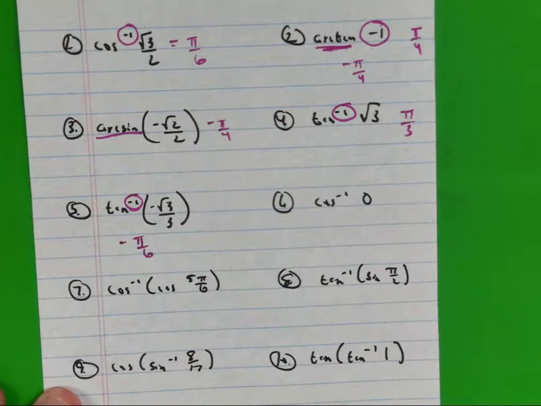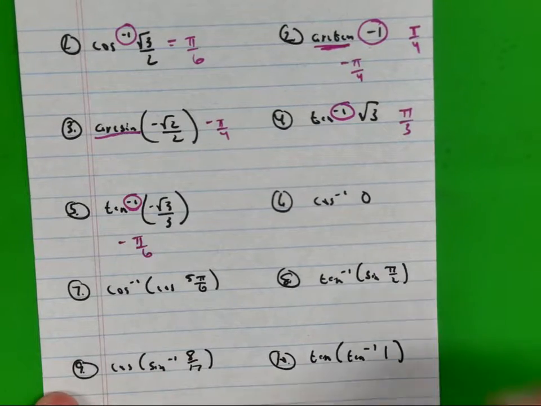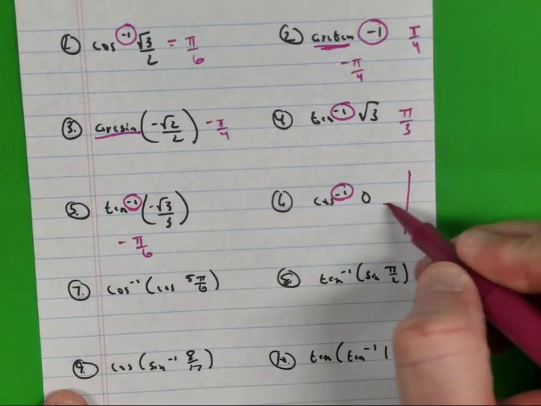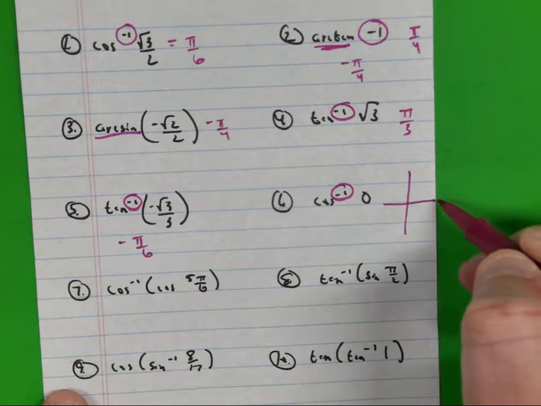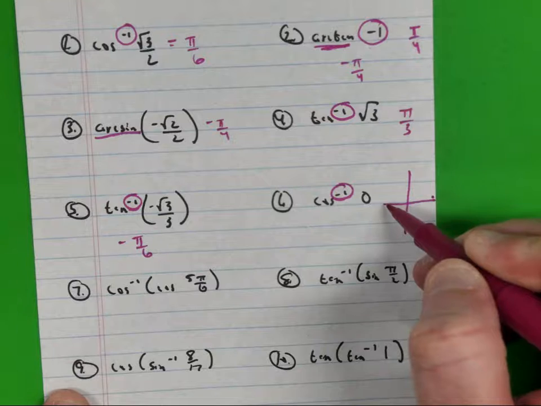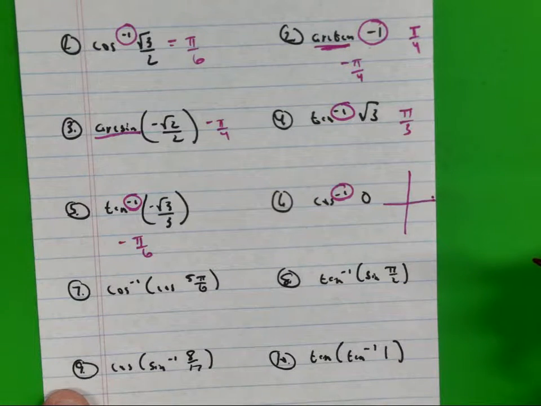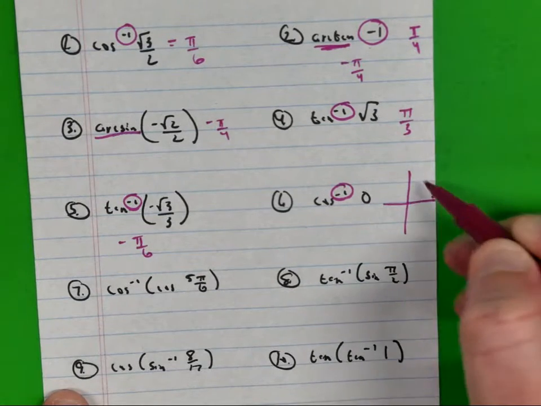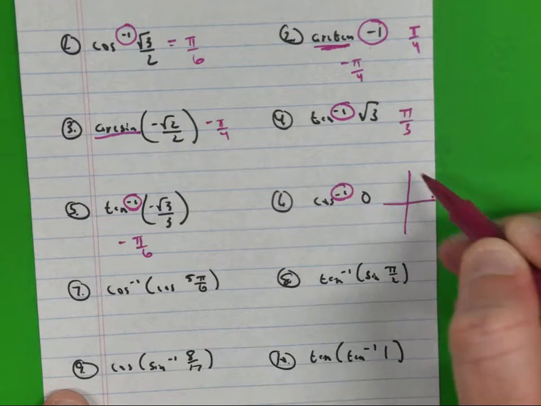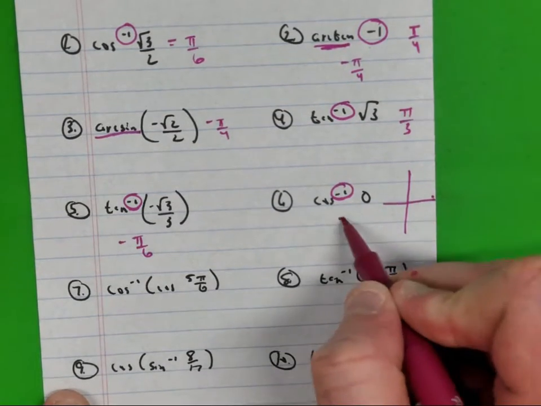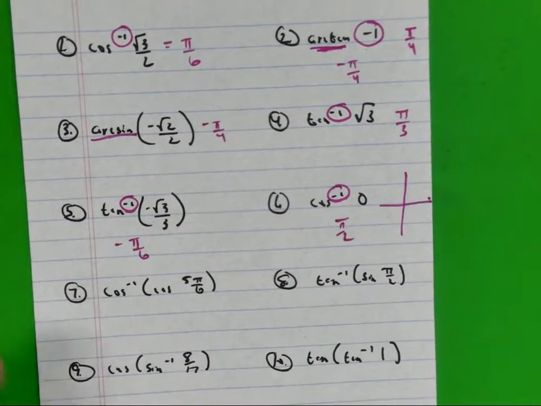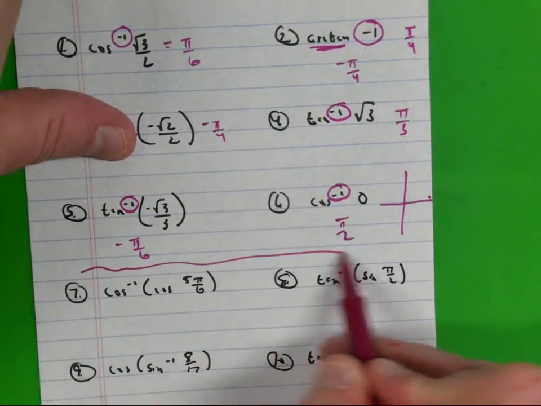Go backwards. Number 6. I see that negative 1. That lets me know I got to think backwards. Arc cosine. Where does cosine live? 1 and 2. Can it include 0 or pi? Yes. Cosine is your x or y coordinate. So which major point here? 0, pi over 2, or pi? Pi over 2. We got to get quick with that. Do we understand that?